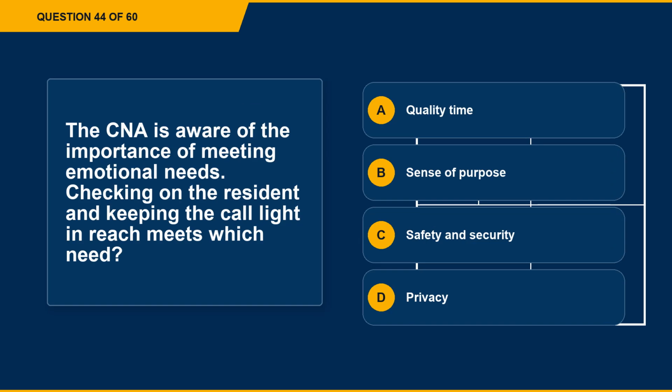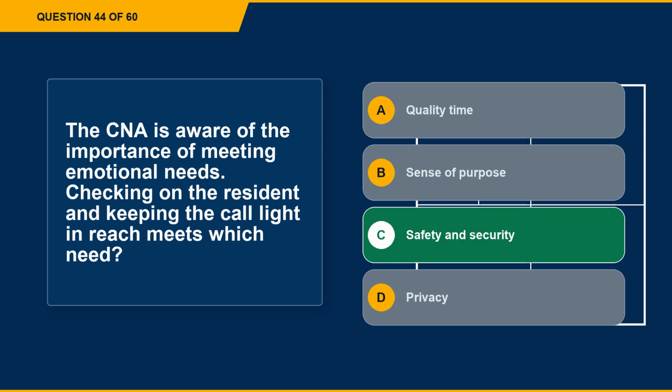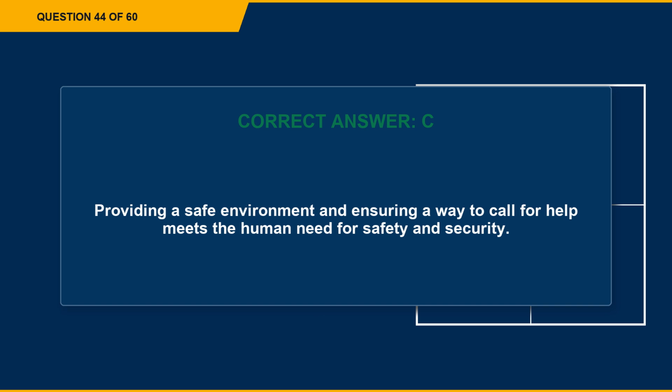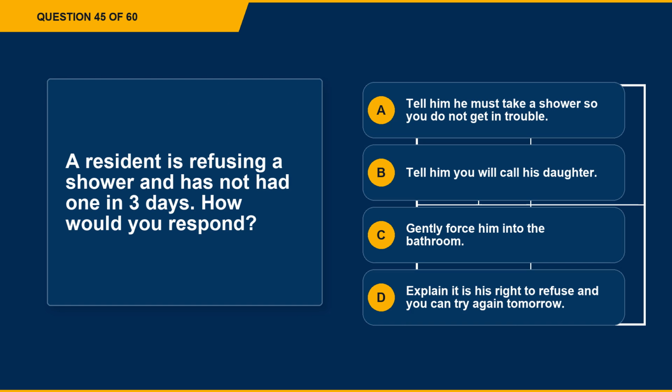Question 44. The CNA is aware of the importance of meeting emotional needs. Checking on the resident and keeping the call light within reach meets which need? Option A, quality time. Option B, sense of purpose. Option C, safety and security. Option D, privacy. The correct answer is option C, safety and security. Explanation. Providing a safe environment and ensuring a way to call for help meets the human need for safety and security.